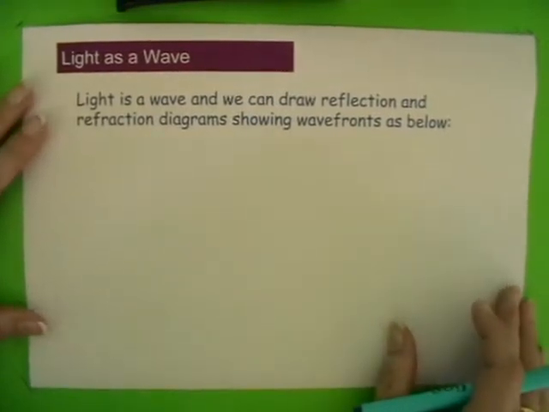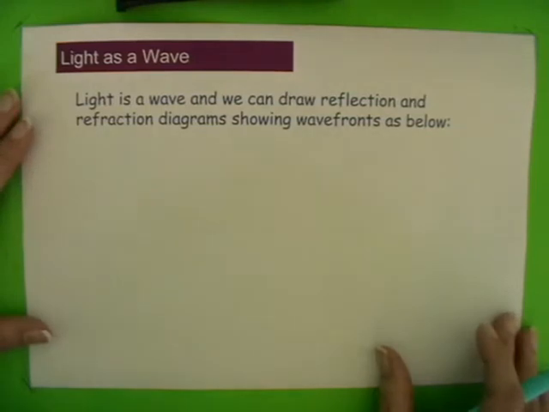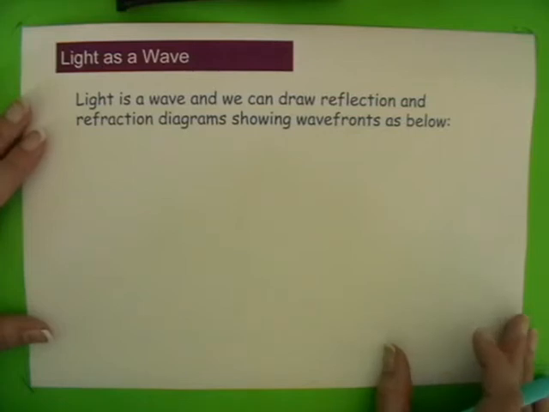Now, as we know, light travels as a wave. We said this in our general introduction right at the start. So if light travels as a wave, we can draw reflection and refraction diagrams showing the wave fronts as below.